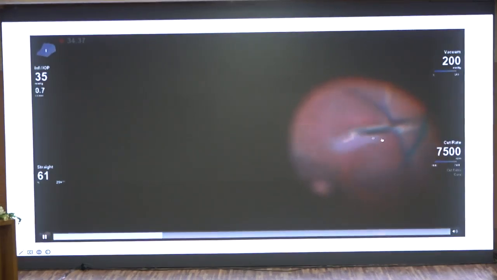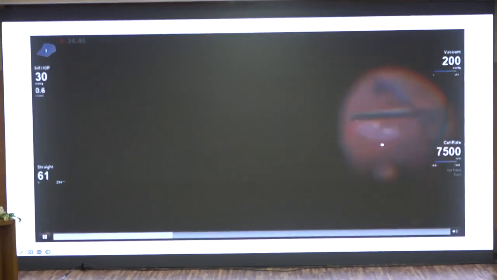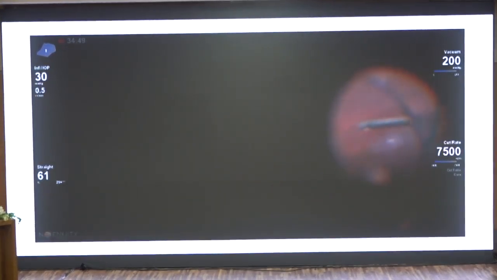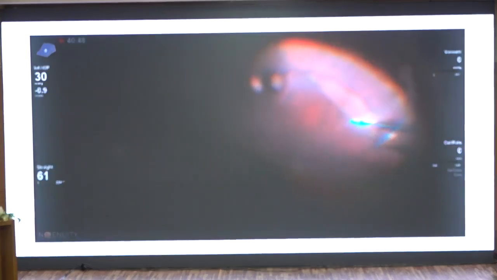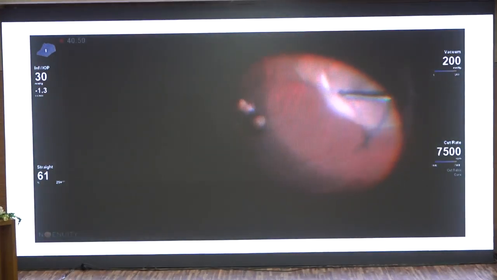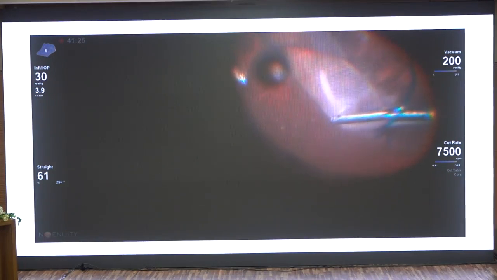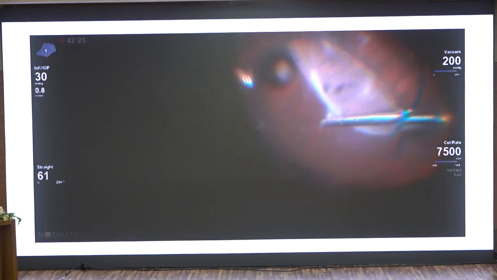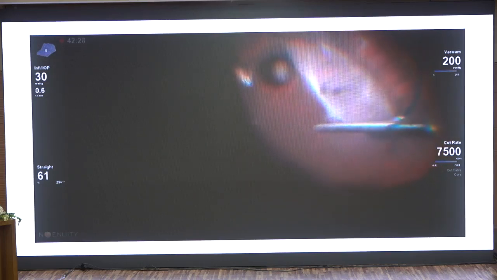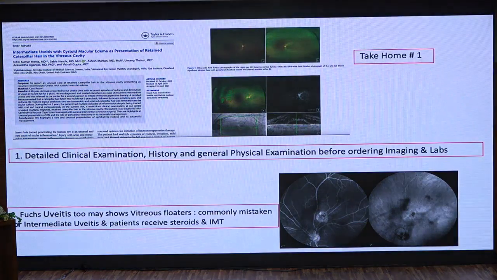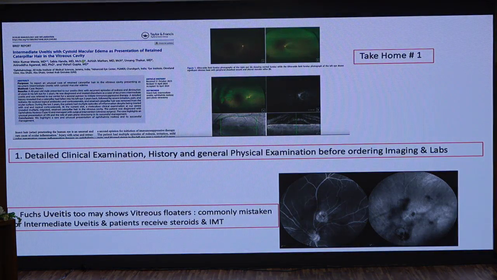You can see here the caterpillar hair. There were 2 of them which were removed from the eye. All the treatment was stopped, and now I have almost 4 or 5 years follow-up with him. The patient is doing fine. So the first important thing is the clinical exam, and there is no substitute for a good clinical exam. So the take home from this case is detailed clinical exam, history and general physical exam before you even order imaging or labs.